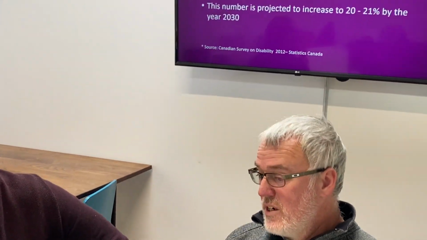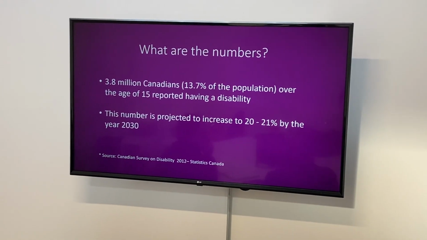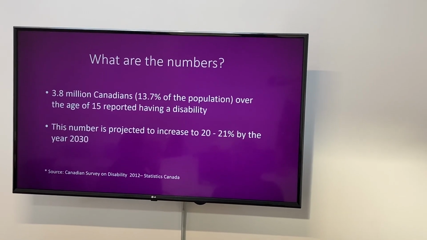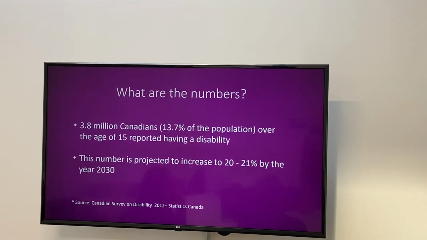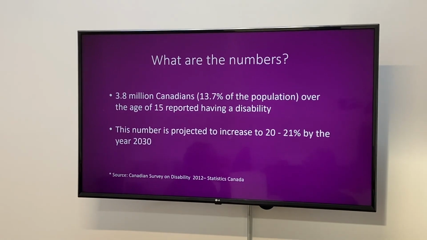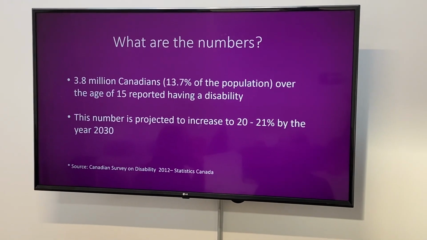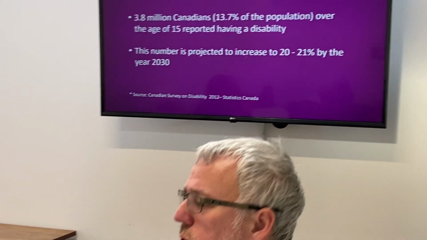So, okay, good. Okay. So what are the numbers? Wow. With all of the various disabilities we've discussed, there's 3.8 million Canadians, that's 13.7% of the population, over the age of 15 reported having a disability. Now it's important to remember that this does not include children. They don't participate in the workforce. Okay. So the number is obviously quite higher than that. So that number is in fact projected to increase to 20 to 21% of people over the age of 15. Wow. By the year 2030.